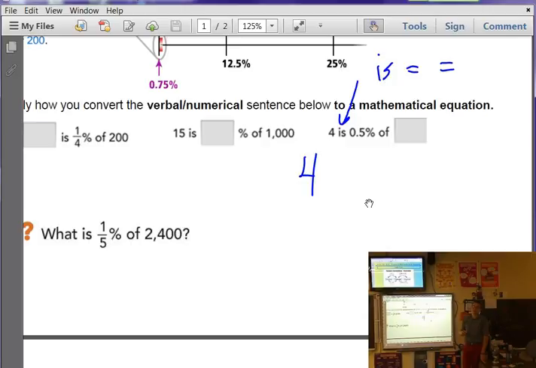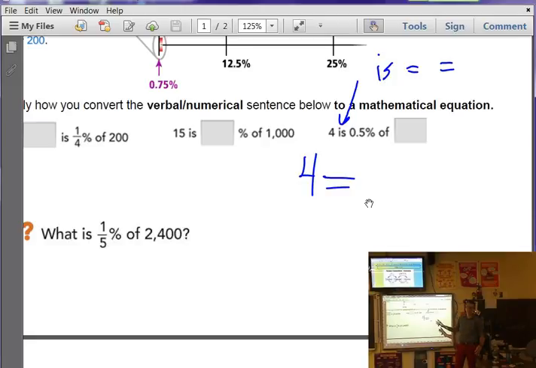I'm trying to think of using is without having terrible grammar. Like, this is Phoenix. Ohio is a state. Like, is just means equal. So we have 4 equal to. Were you going to tell us what the of becomes?